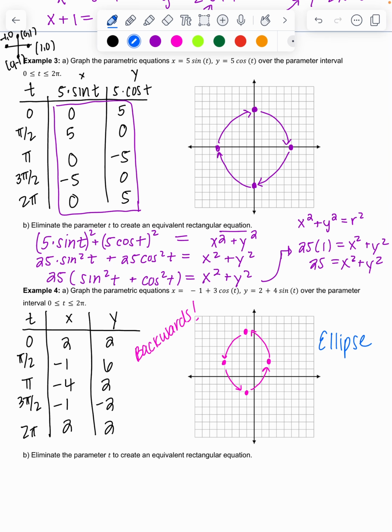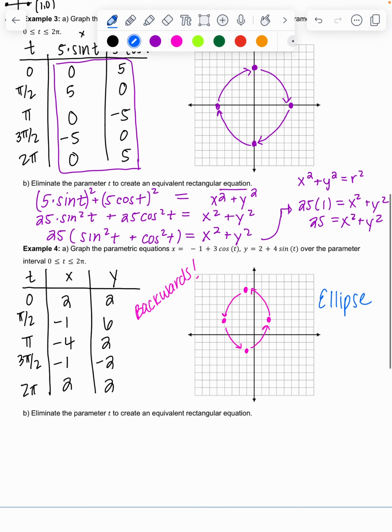But I still want to try and get rid of that parameter t value in our two equations. So I'm going to rewrite the equations down below. x equals -1 plus 3 cosine t. y equals 2 plus 4 sine t.